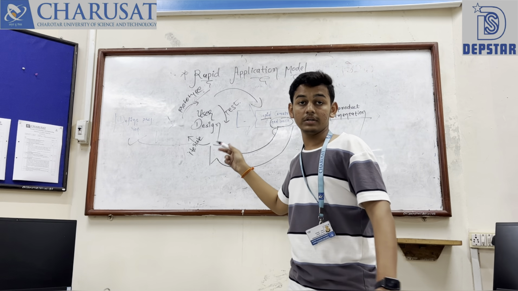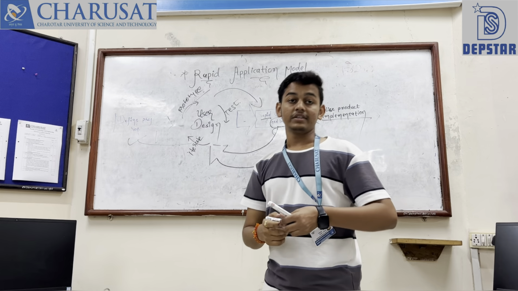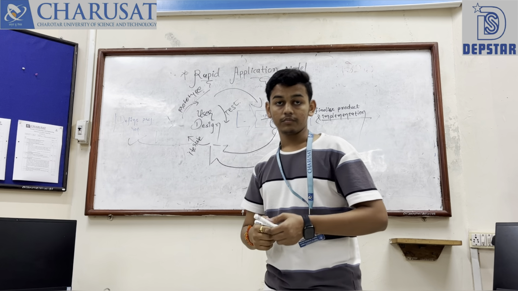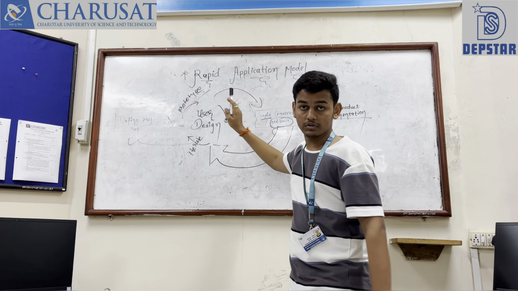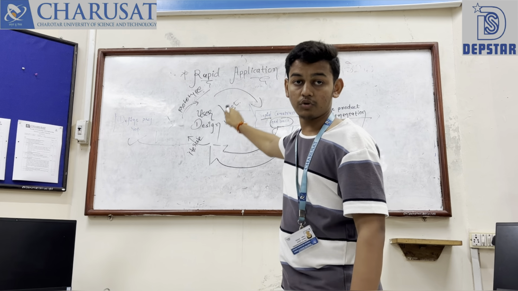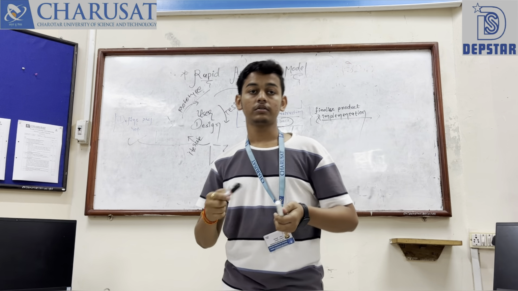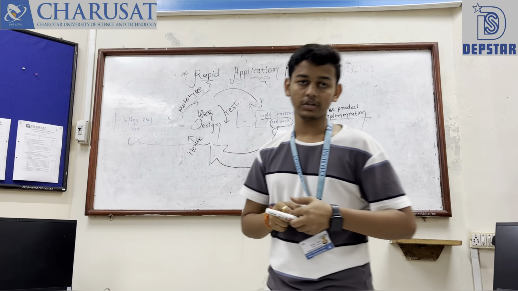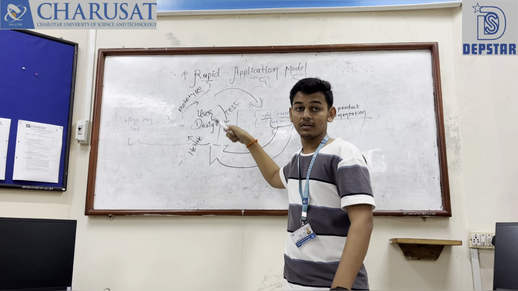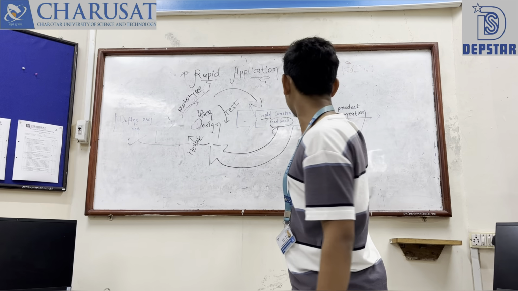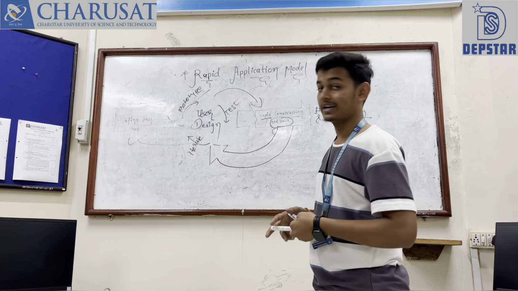The RAD model involves a sequential approach to software development, where each phase of the project is completed before moving on to the next one. The phases include business modeling, data modeling, process modeling, application generation, and also testing and turnover. Each phase must be completed before the next phase can begin, and there is no overlapping in the phases. Now we have to talk about advantages.